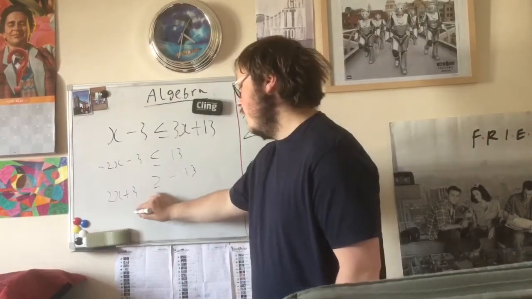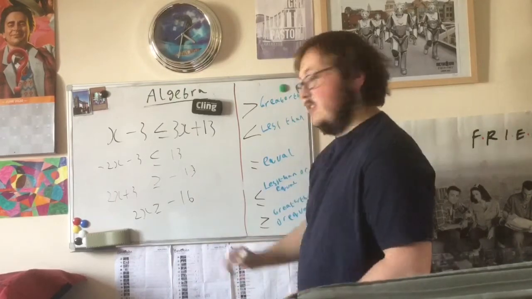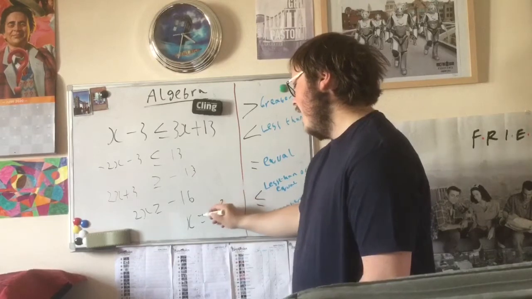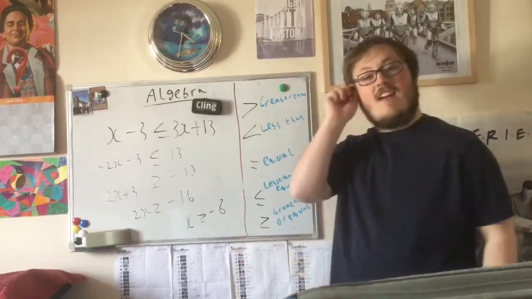We then subtract 3 on both sides. So 2x is greater than or equal to negative 16. And then we divide by 2 on both sides. So our x value is negative 8. Our x is greater than or equal to negative 8.